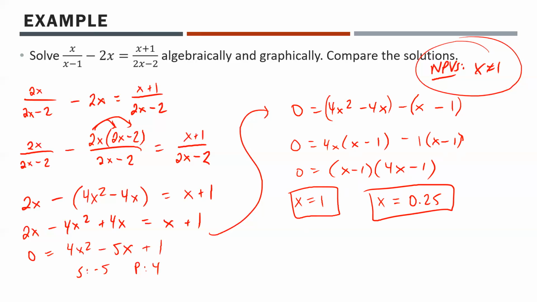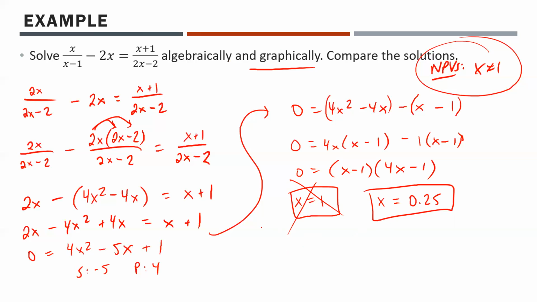Oh, wait, you might have just noticed something here. These are our solutions. But what were our NPVs again? Our NPVs are what controls what works and what doesn't. Notice NPV says x cannot equal 1. What the heck? What's going on down here? It says x equals 1. That is a false positive. We don't actually have that. That is not a real solution. So I'm just going to cross that out altogether. Acknowledge that you found it, but cross it out because it doesn't work. So our only solution here is x equals 0.25.